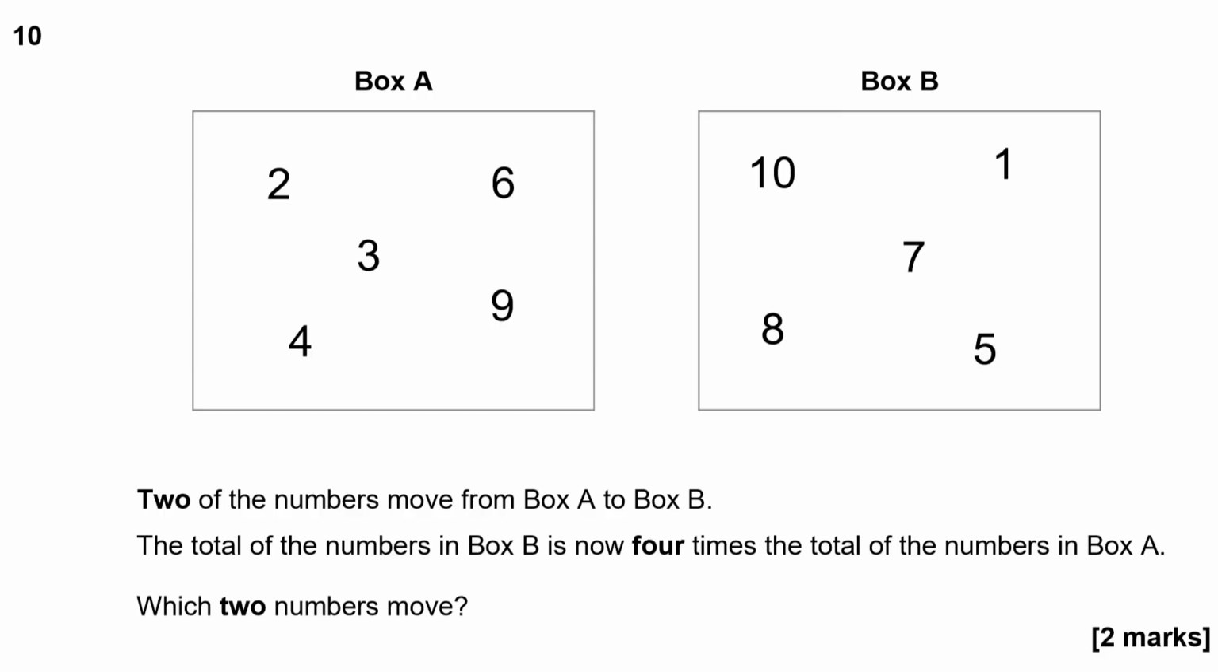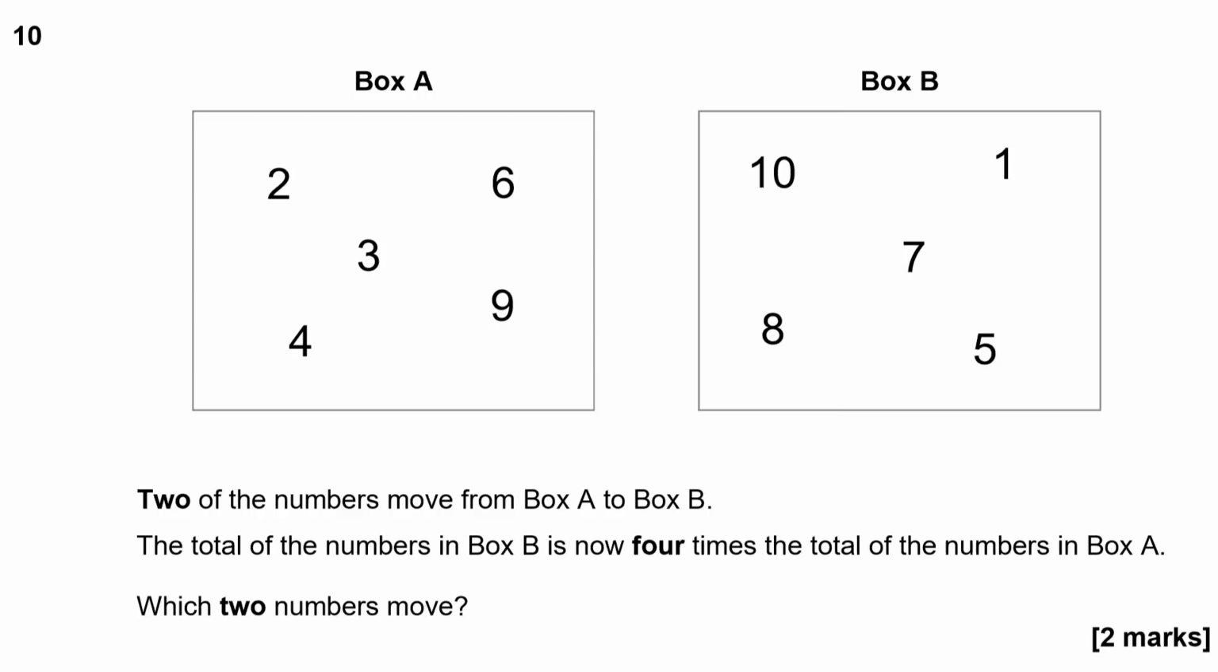Right, it says 2 of the numbers move from box A to box B. The total of the numbers in box B is now 4 times the total of the numbers in box A. Which 2 numbers moved? Okay, so I'm going to take 2 of the numbers out of box A and put them in box B, in such a way that box B is 4 times bigger than box A.